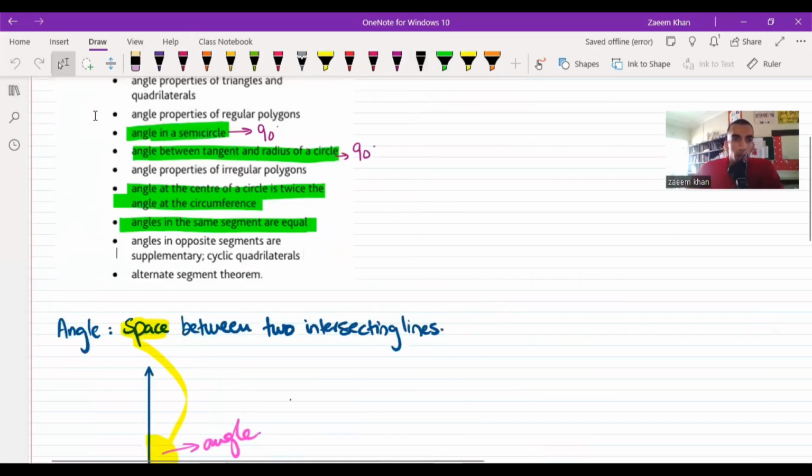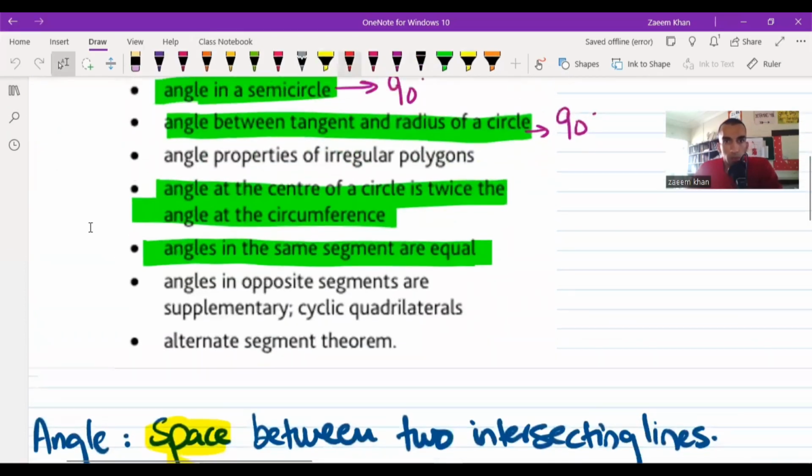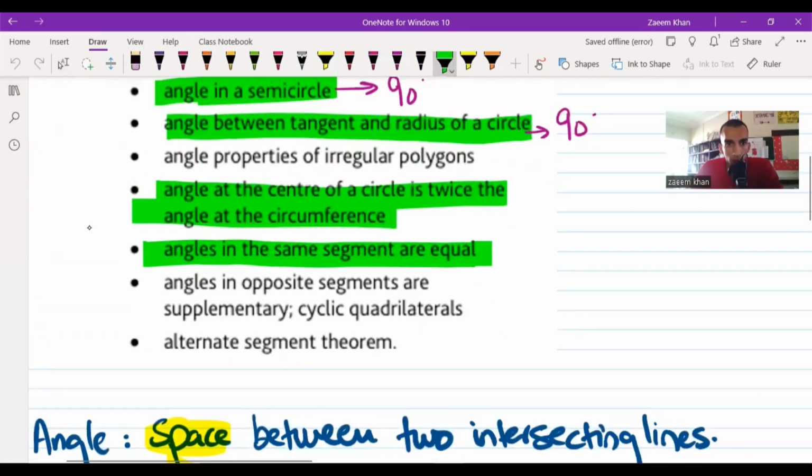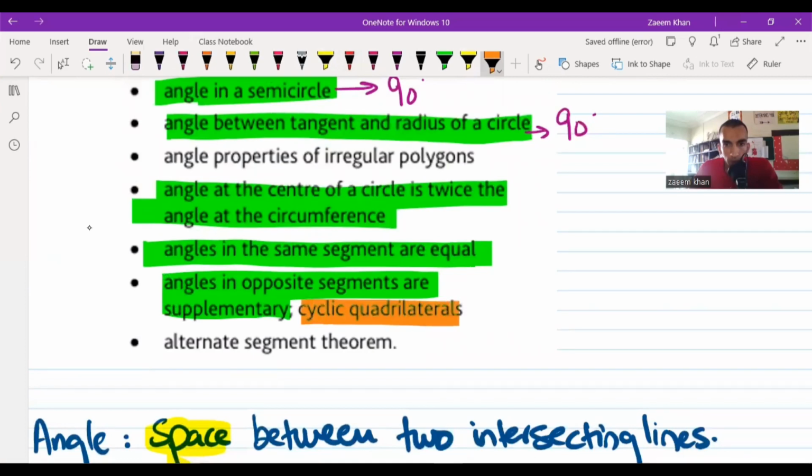So you're done with the 5 rules for angle properties of circles. Angles in opposite segments are supplementary. Do you notice the term down here that they've used? Rida, what's the term they've used? Cyclic quadrilateral. And if I refer to it in the future, what does it mean?